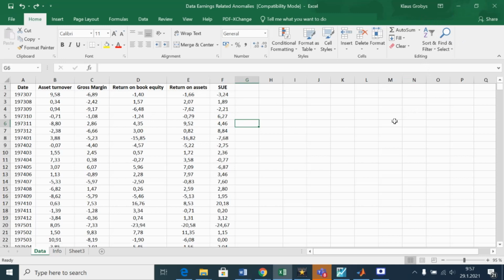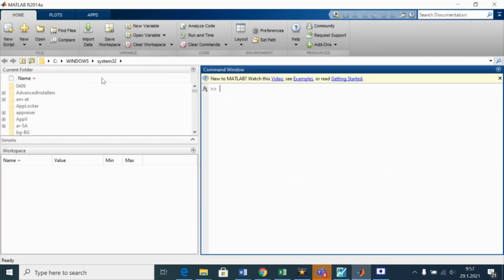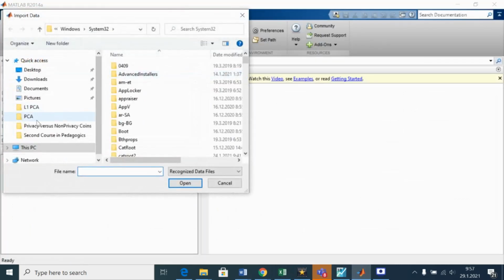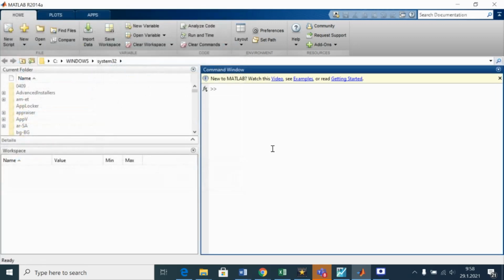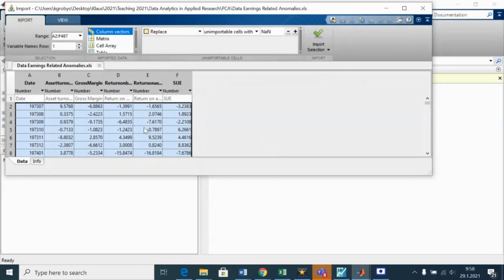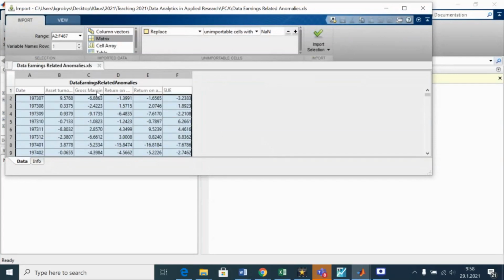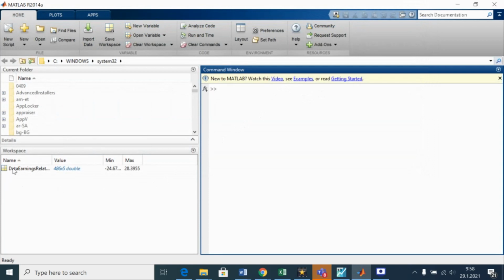So let us now open our MATLAB. Again, let us import the data file. I have it here in my folder PCA, data earnings rated anomalies. Let's upload the matrix. We click here on matrix, and we don't need the first column because this is just the time span. We upload, we push the OK button here, and now the matrix is uploaded into the workspace, which we see here. It's a 586 times 5 matrix.